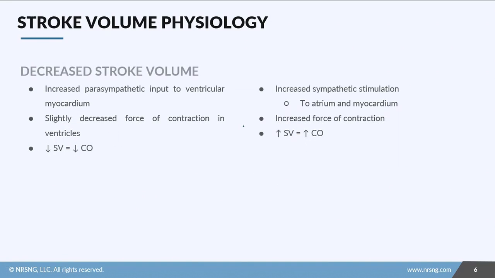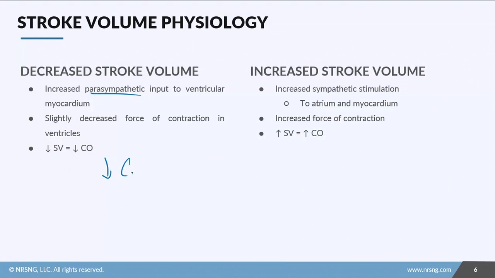So what happens when we're talking about stroke volume? Well, it's really similar to the heart rate, but it works a little bit different. So when we're talking about decreased stroke volume, this is going to be an increased parasympathetic input into the ventricular myocardium. So you're going to have a slightly decreased force of contraction. So your contraction is actually going to go down. It's just going to be the force. So like we talked about, heart rate times stroke volume equals cardiac output. So if the heart rate maintains normal, you're going to have a decrease in stroke volume, and you're going to have this decrease in cardiac output.